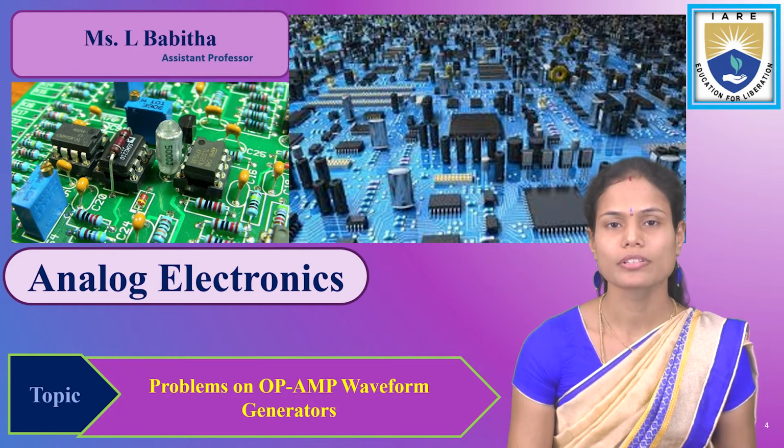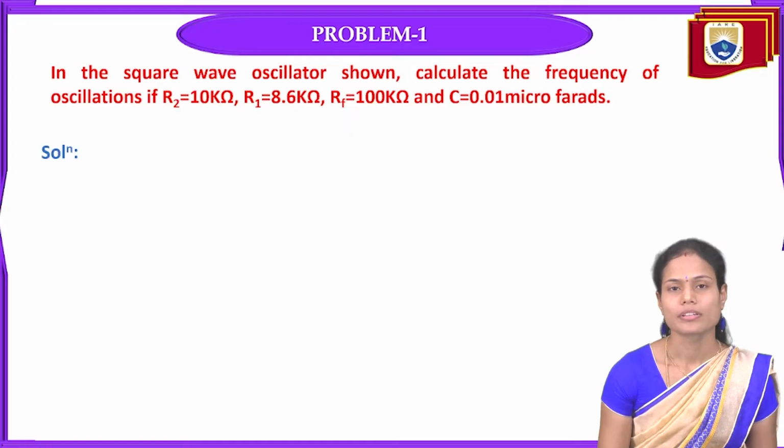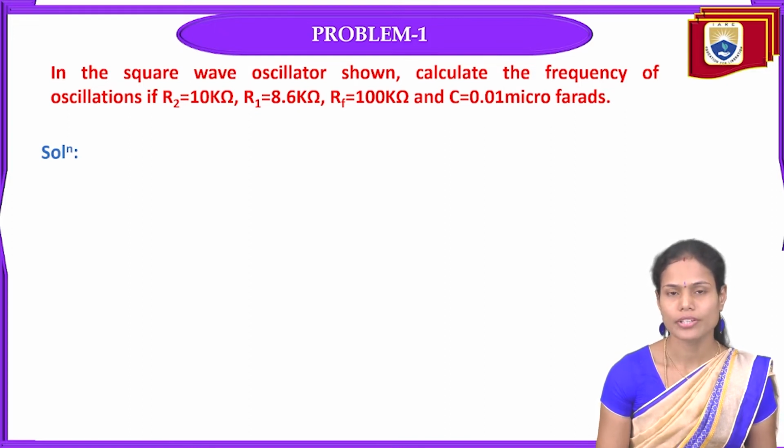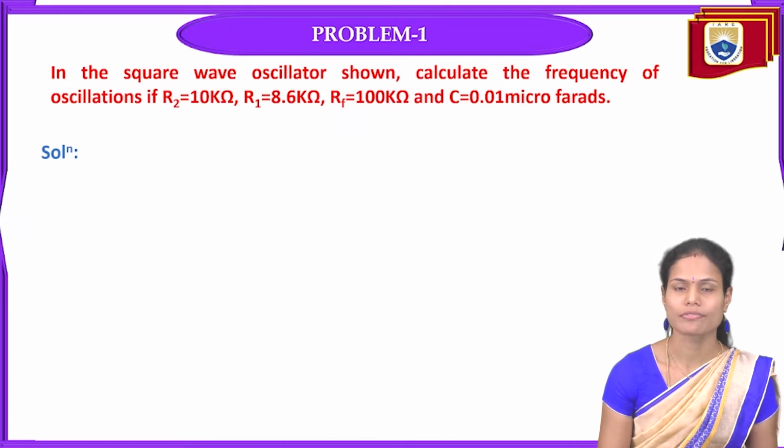In this session, I am going to discuss problems related to waveform generators. Waveform generators are one of the applications of the operational amplifier. In the previous sessions, we have discussed the problems related to the differentiator, integrator, comparator, inverting and non-inverting amplifiers, and different comparator circuits also. Now we'll see the problems related to the square wave generator as well as the triangular wave generator.